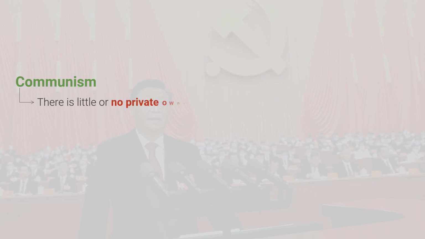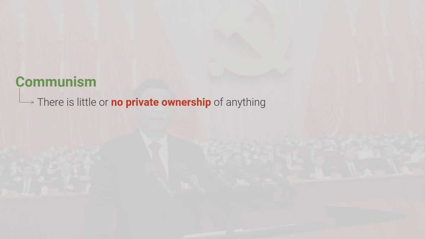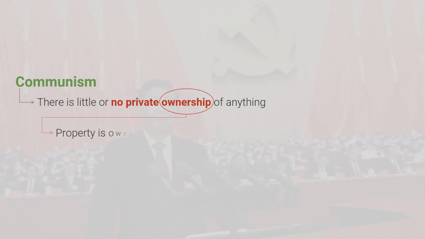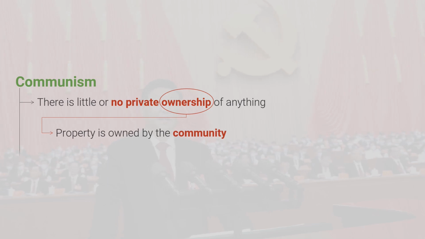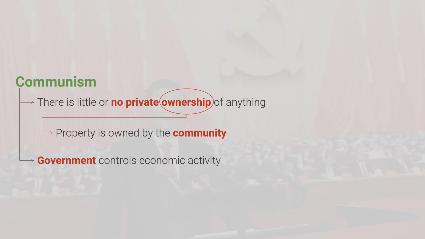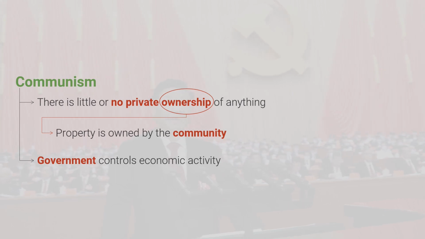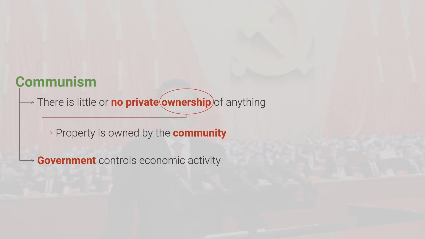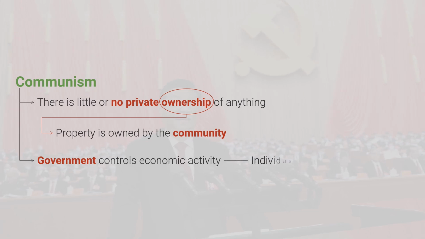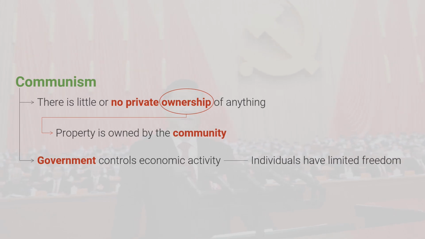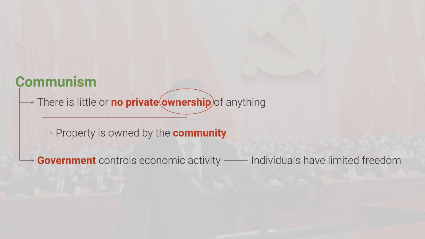Communism. Communism is a political and economic system in which there is little or no private ownership of anything. Property is owned by the community rather than by individuals. The government controls all economic activity, including what food to grow, what goods to manufacture, to whom they are sold, and at what prices. While individuals are given limited personal freedom, they can only choose, for example, where to travel or how to spend their money.